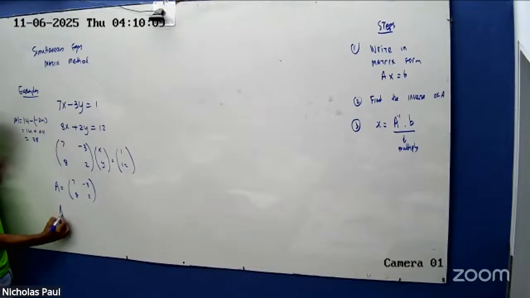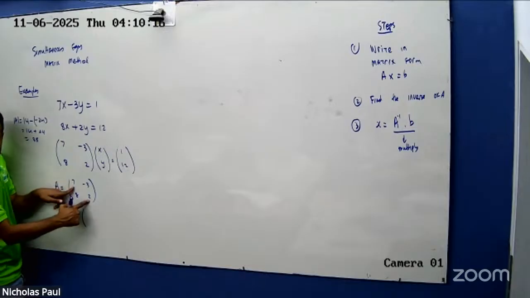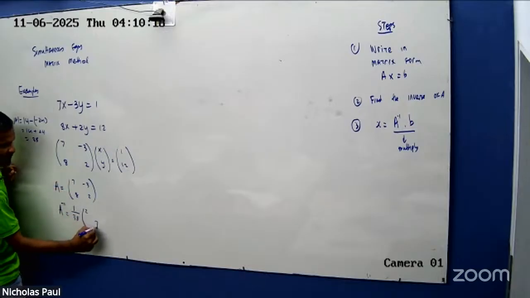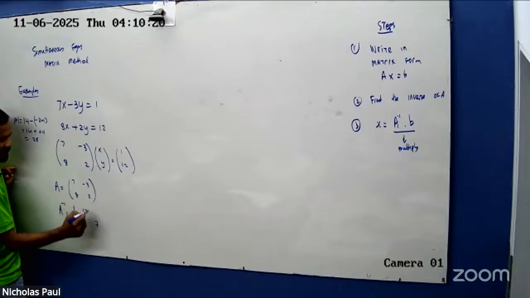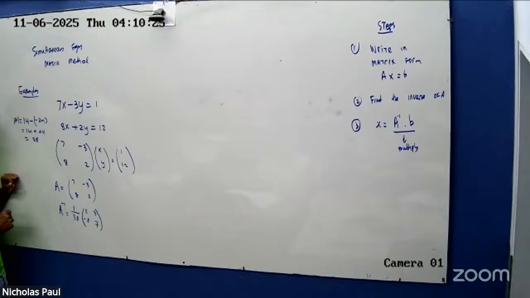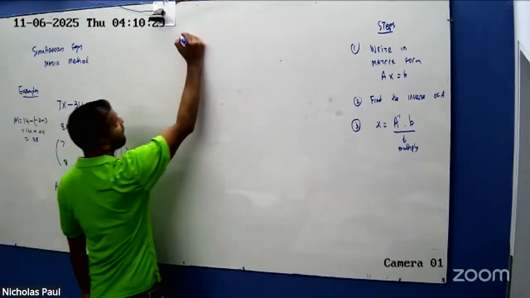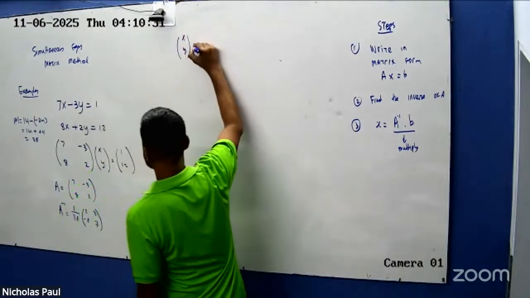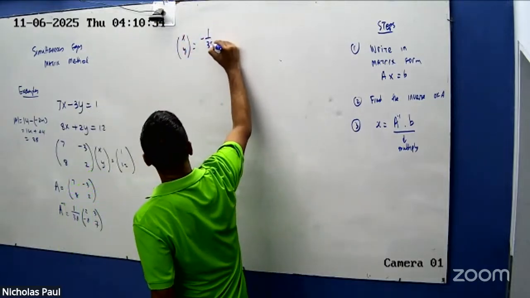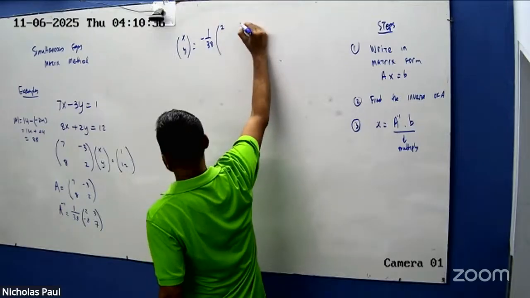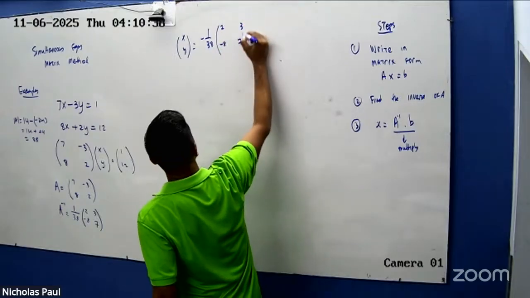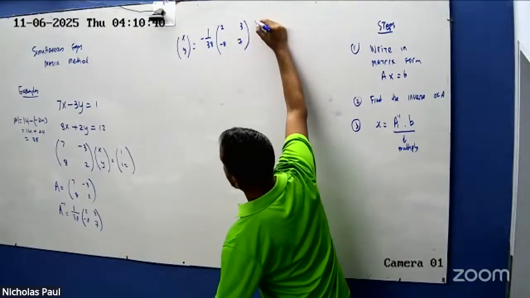So now A inverse is equal to 1 over 38, positive 38, right? Switch these two to 7, change the signs here. Positive 3, minus 8. That's okay? Leave it like that. Now let's find xy. Xy is equal to 1 over 38 by 2, 3, minus 8, 7. And I multiply it by 1, 12.